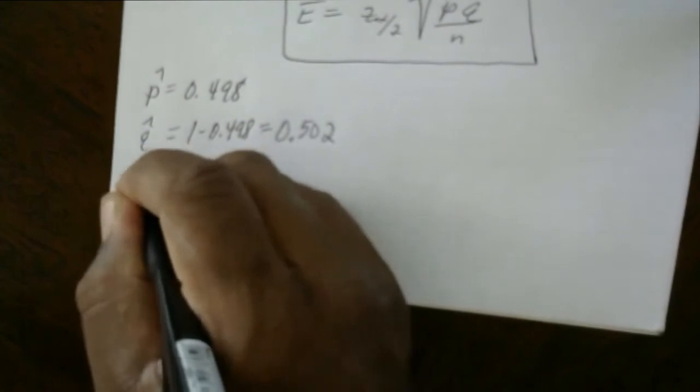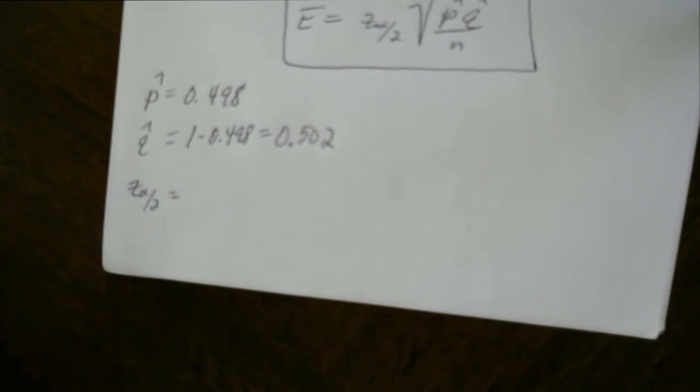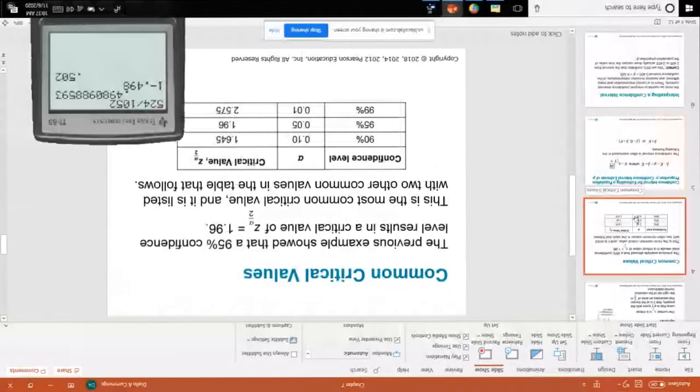On our Z alpha over 2 value, keep in mind that our confidence level is 90%. I'm going to go back to our shared screen. I just want you to know where these values can be found. We go back to our slide. Notice that if we're dealing with a 90% confidence level, the Z critical value is 1.645. So we're going to use Z alpha over 2 as 1.645.